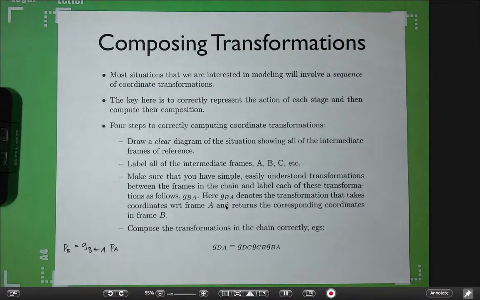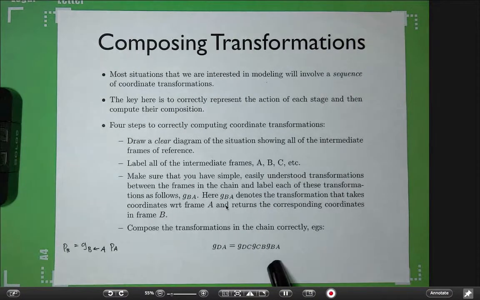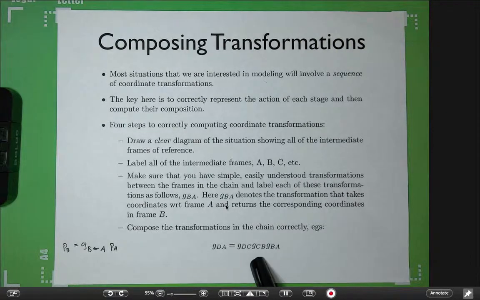And then I can keep going. Then I can take a point from B coordinates to some C coordinates and so on. Because we know that matrix multiplication and composition of transformations is associative, I can just multiply all the matrices together. So if I have a chain of transformations, a first transformation from A to B, then from B to C, and then from C to D, all I need to do is multiply these three matrices in the correct order, and I get the aggregate transformation.